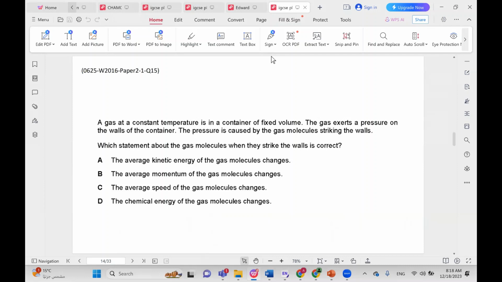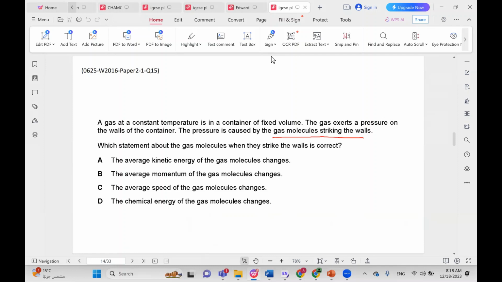A gas at constant temperature is in a container of fixed volume. The gas exerts a pressure on the walls of the container. The pressure is caused by the gas molecules striking the walls. This is what we're talking about, momentum and impulse and so on. Which statement about the gas molecules when they strike the walls is correct?